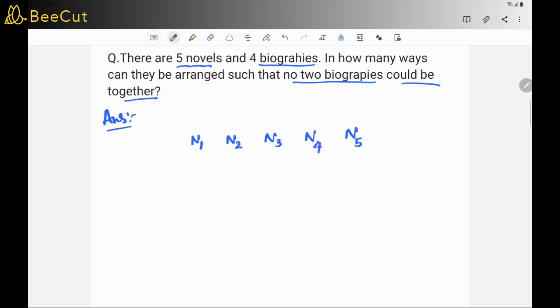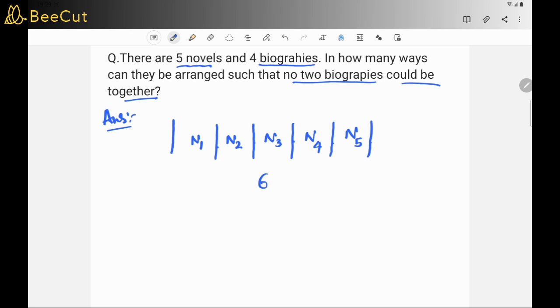Now when I have placed these novels, I am getting this is one empty space, this is another empty space, another, another, another, and another empty space. So I'm getting 6 gaps: 1, 2, 3, 4, 5, 6.